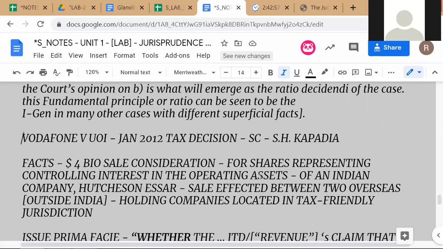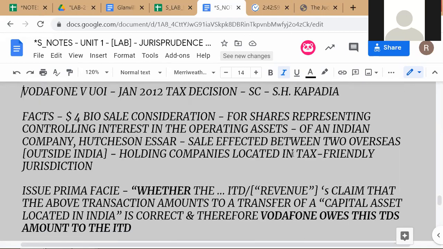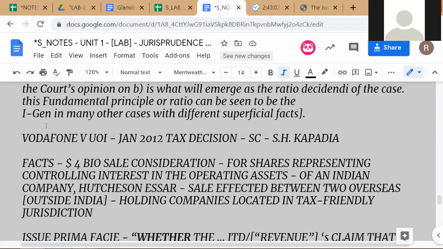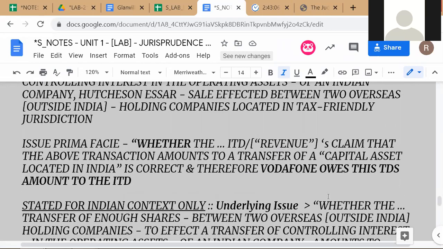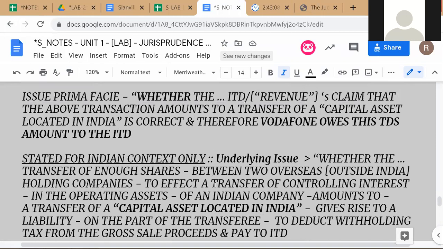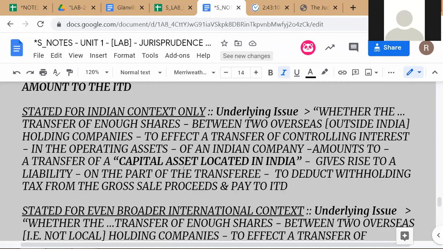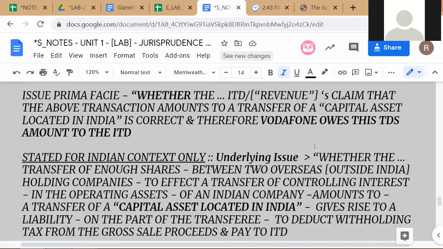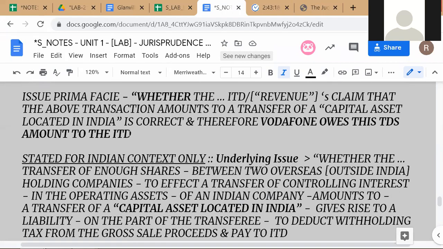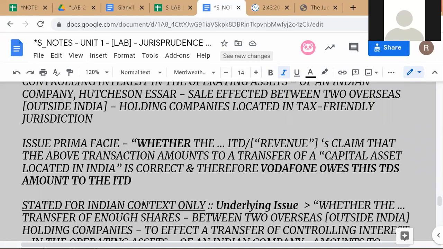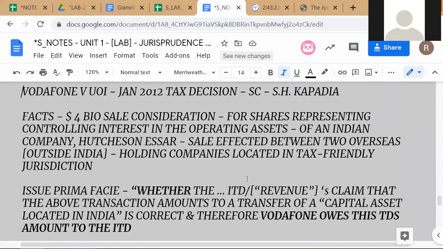But let's look at this decision by Justice Kapadia. The Bombay High Court, where Vodafone actually lost, essentially did not take a very formalistic view. They ruled in favor of the tax department, and they said essentially that this amounts to an effective transfer of a capital asset located in India. So therefore, Vodafone owes this TDS amount to the income tax department, because this is what they were trying to do, indirectly transferring the capital asset by transferring the shares overseas, and they were trying to avoid tax by doing this.